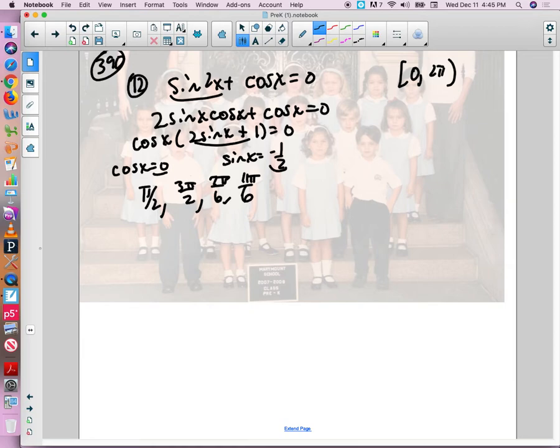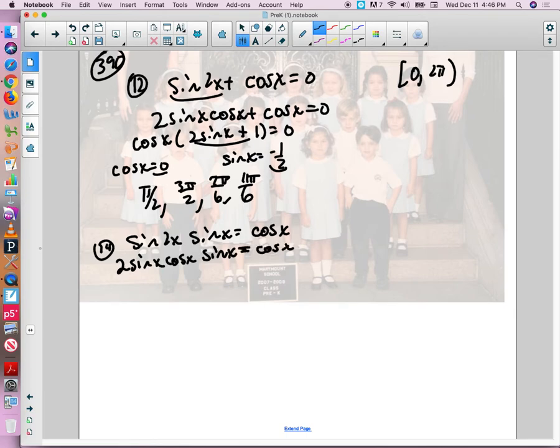Number 14 is sine 2x times sine x equals cosine x. Sine 2x is 2 sine x cosine x, times this sine x I already have, equals cosine x. You'll be tempted to divide, but do not do that. Do not divide, because you'll throw out an answer. Make sure you set it equal to 0 and factor instead.